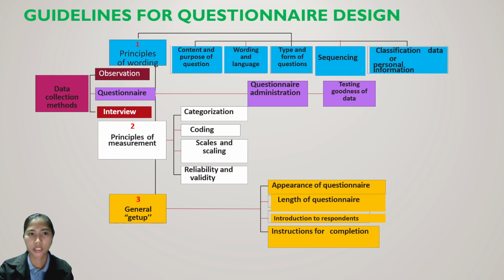Guidelines for questionnaire design. Questionnaire design principles should focus on three areas. The first relates to the wording of the questions, the second refers to the planning of issues with regard to how the variables will be categorized, scaled, and coded after receipt of the responses. The third pertains to the general appearance of the questionnaire. All three are important issues in questionnaire design because they can minimize bias in research.